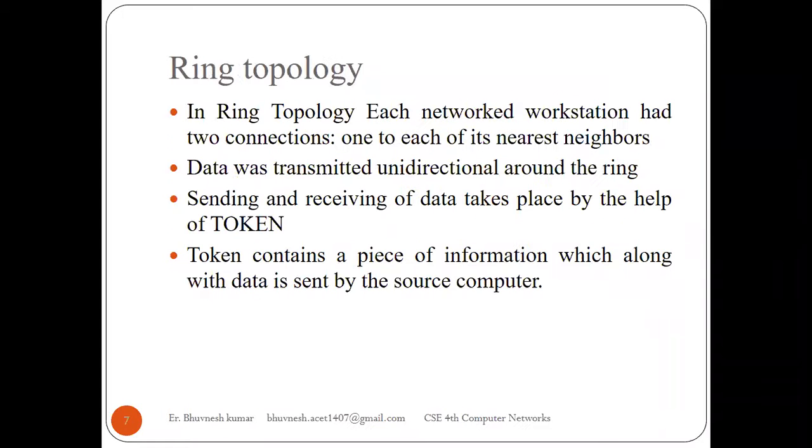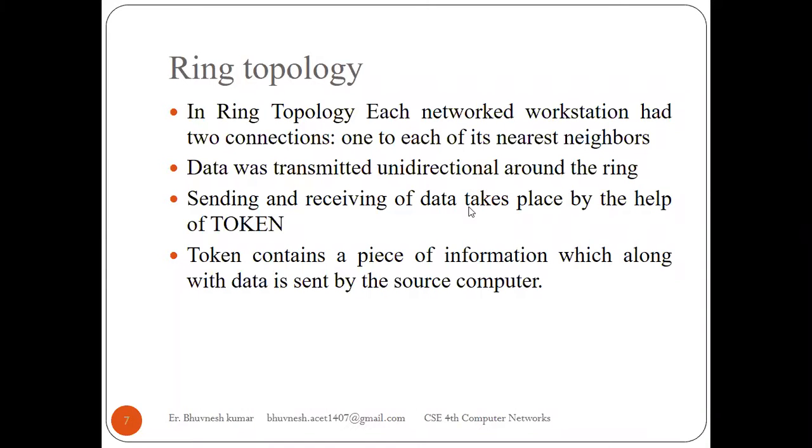Next is ring topology. In ring topology, each network workstation has two connections, one to each of its nearest neighbors. I have drawn the diagram. Each PC is connected with another neighboring PC, and they form a ring. Data travels unidirectionally around the ring, in a single direction.